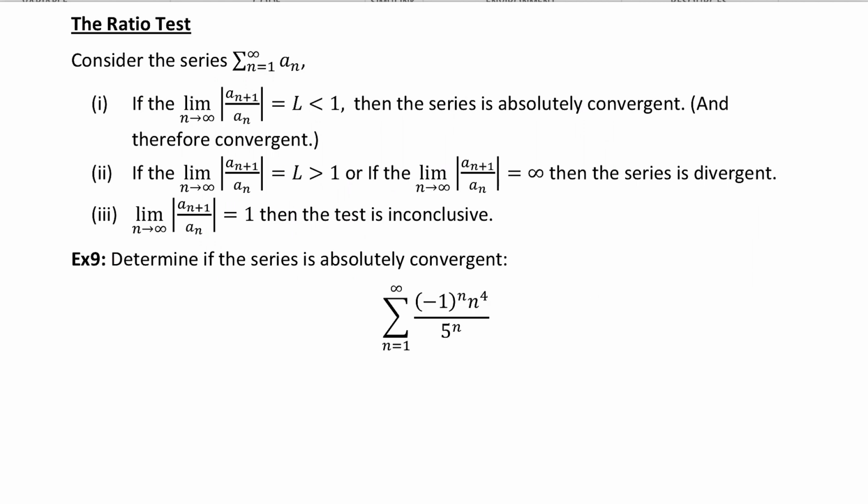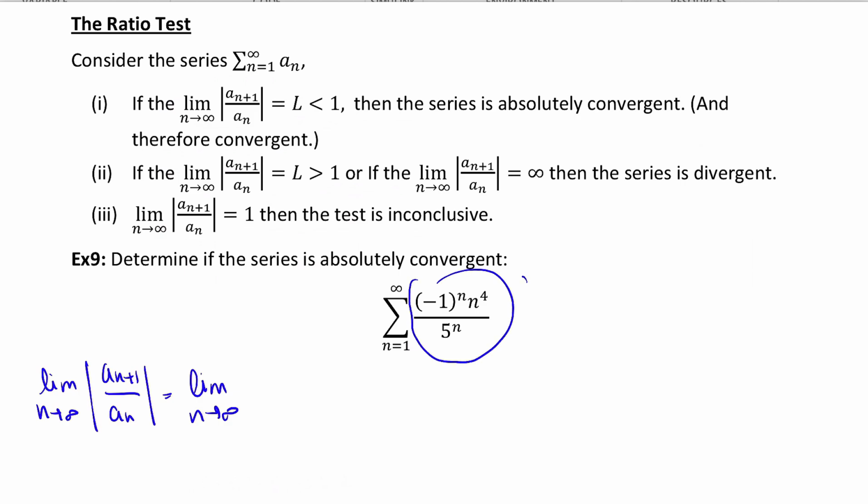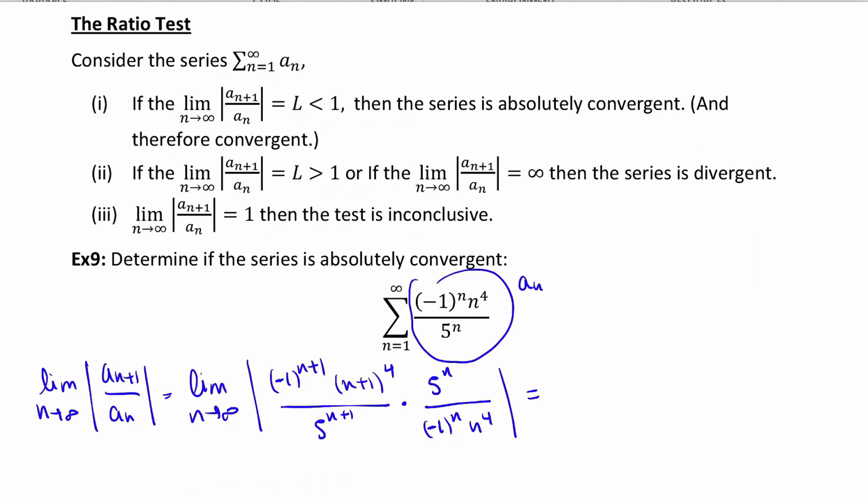Okay, so let's do this. We take the limit as n goes to infinity of the absolute value of a_(n+1) over a_n. If this is my a_n, then a_(n+1) is negative 1 to the n plus 1, times n plus 1 to the fourth, over 5 to the n plus 1. Then I divide by a_n, which is the same as multiplying by the reciprocal: 5 to the n over negative 1 to the n, times n to the fourth. There are a lot of things we can simplify here.